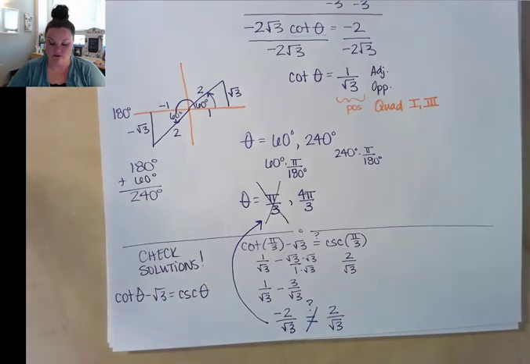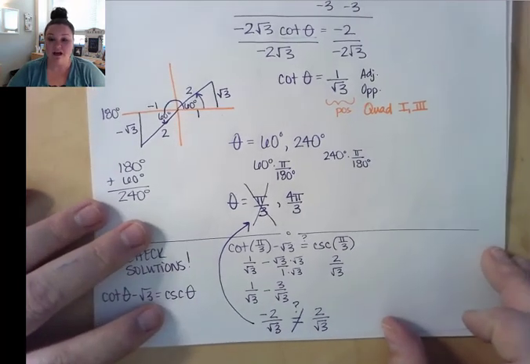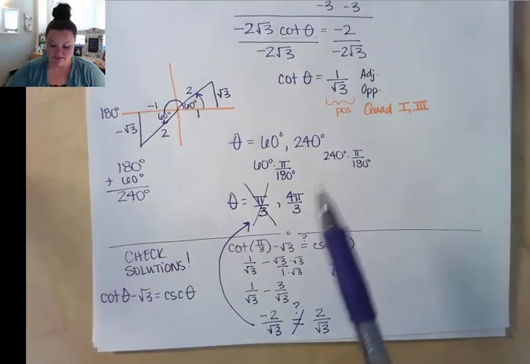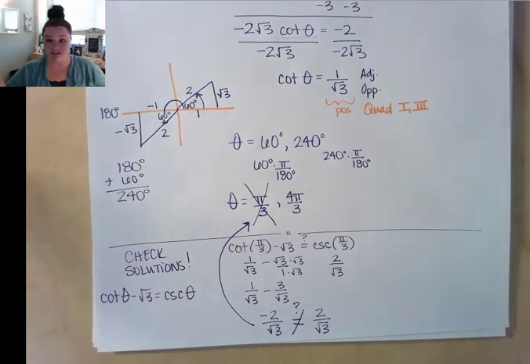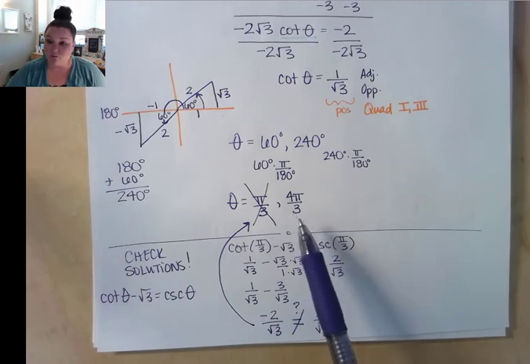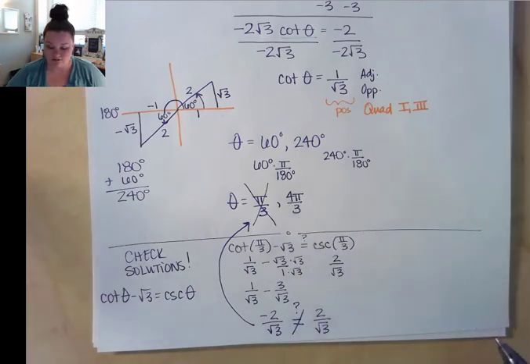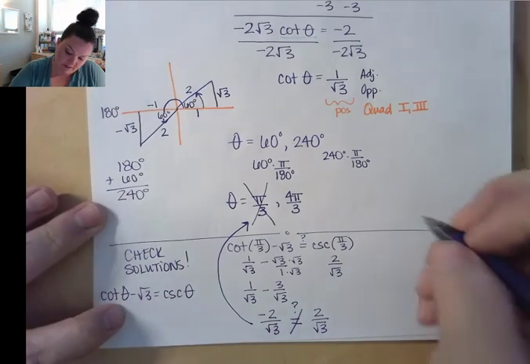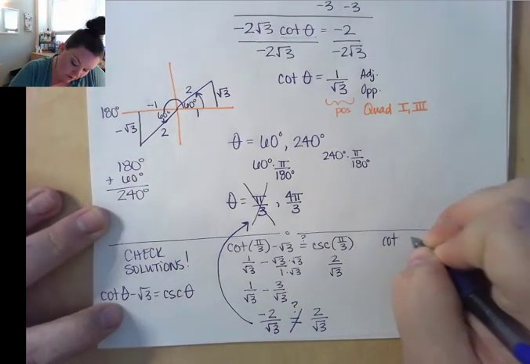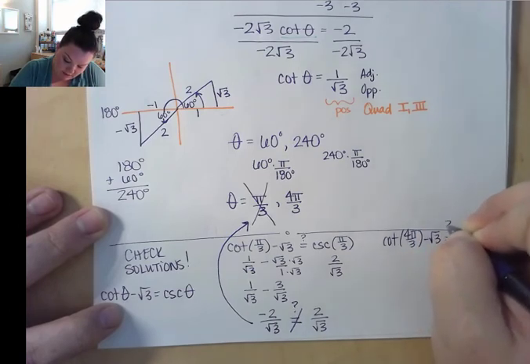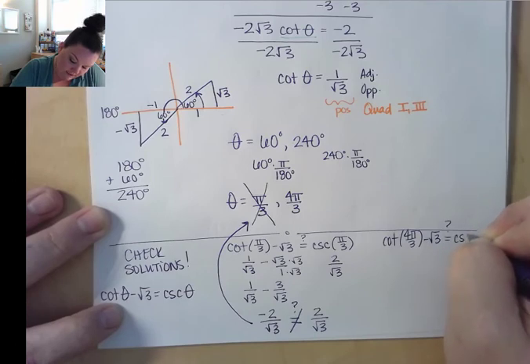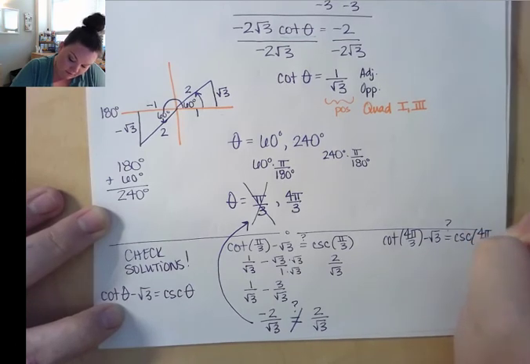Not a solution. So now let's see if the other one is a solution, right? Because if I check this one and it's not a solution, then we have no solution to this equation. If I check it and it works, then 4 pi over 3 would be our only solution, okay? So let's check it. So now we want to check if cotangent 4 pi over 3 minus the square root of 3 is equal to cosecant 4 pi over 3.